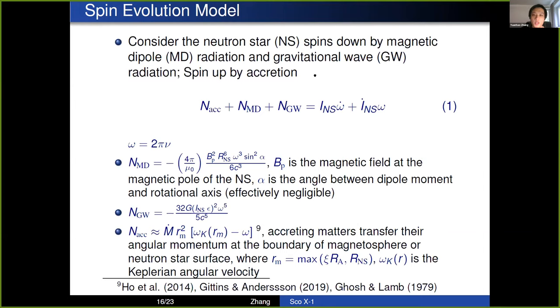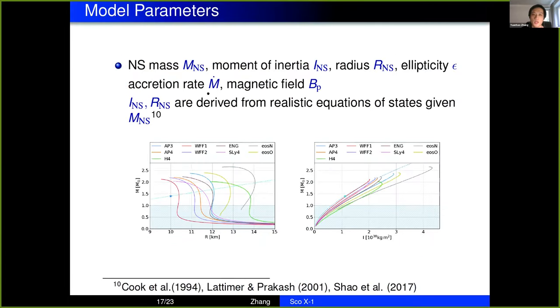So the model is presented here. You just have the accretion torque, magnetic dipole radiation, and gravitational wave emission. The magnetic dipole radiation is ignorable, but we just keep it there anyway. The accretion torque is slightly different from the torque balance argument. The difference is an extra minus term here, which is effectively a fastness factor: when the magnetosphere radius is greater than the co-rotating radius, the accretion doesn't really spin the neutron star any faster, but just decreases it. You need to know all these parameters, and you can derive the moment of inertia and radius from the equation of state.